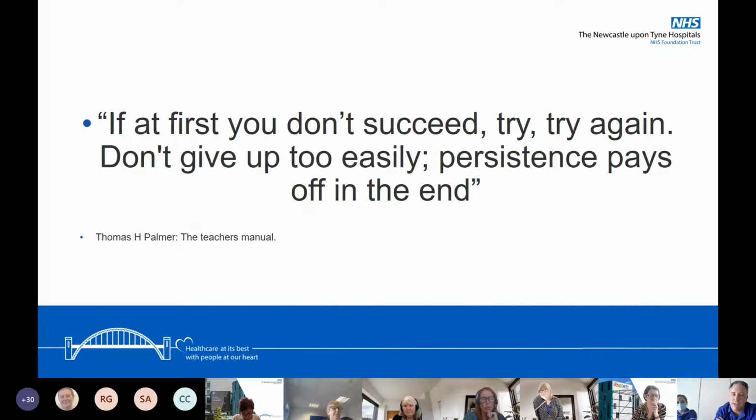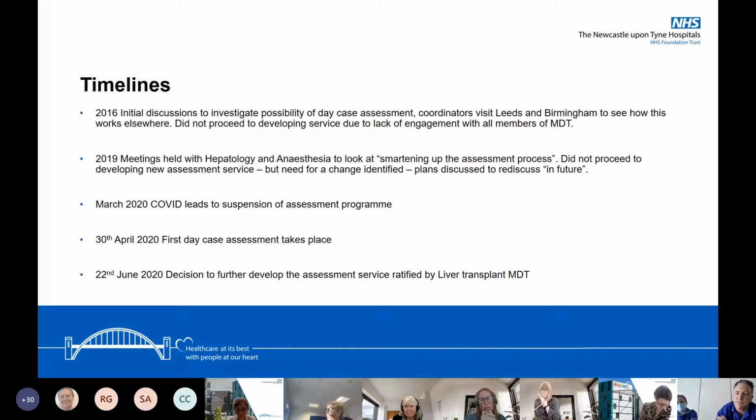And our little project is based, we use this quote because we started this project quite a long time ago, about 2016, but we came across various obstacles, and at various points it would be easy to give up, but persistence will pay off. And as nurses, we do understand that in an MDT, we sometimes have to nag in order to get what we think is right for the patient.